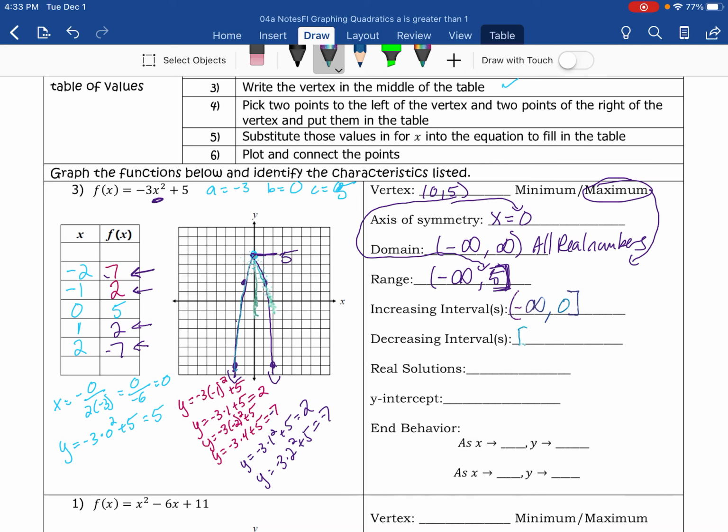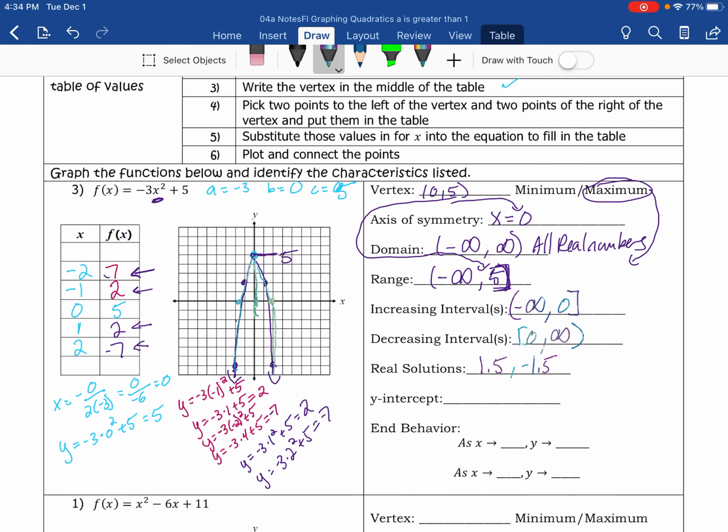And then it starts again. It only has that other part, which is 0 to positive infinity. My real solutions are going to be my x-intercepts, and I'm just going to approximate here. It looks like it's approximately positive 1.5, and also negative 1.5. That's where it crosses, here and here.